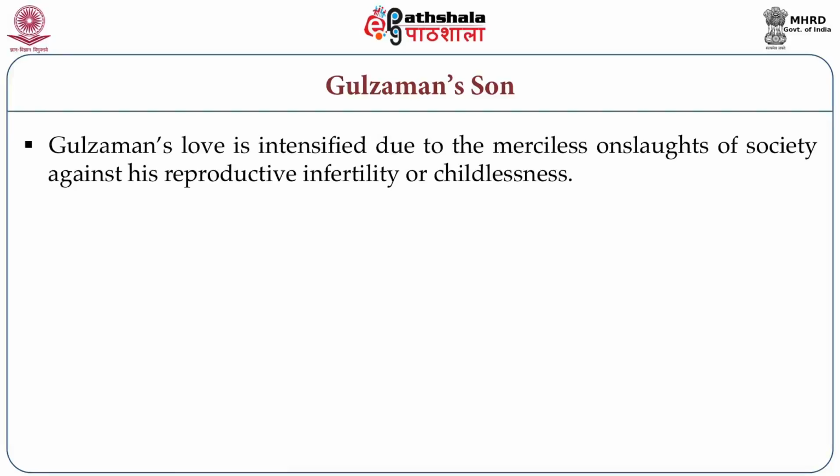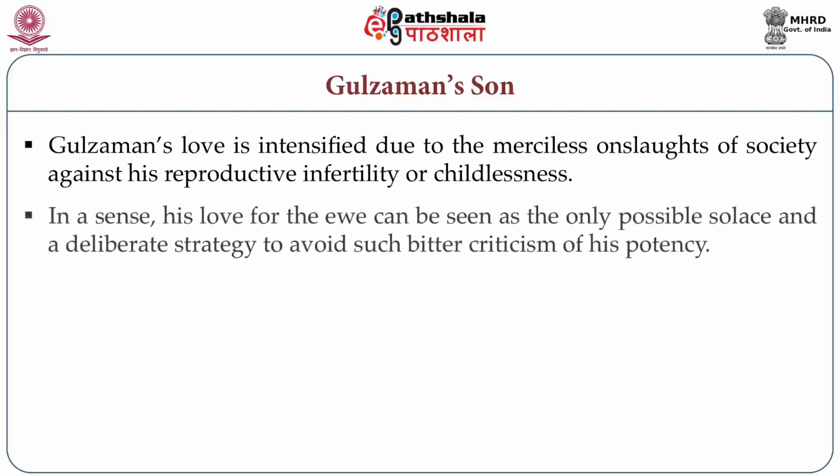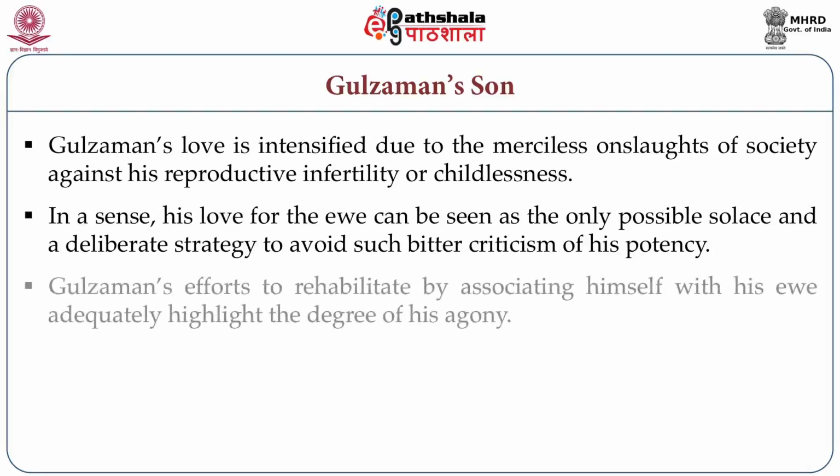Gulzaman's love is intensified due to the merciless onslaughts of society against his reproductive infertility or childlessness. In a sense, his love for the ewe can be seen as the only possible solace and a deliberate strategy to avoid such bitter criticism of his potency. Gulzaman's efforts to rehabilitate himself by associating with his ewe adequately highlights the degree of his agonies.